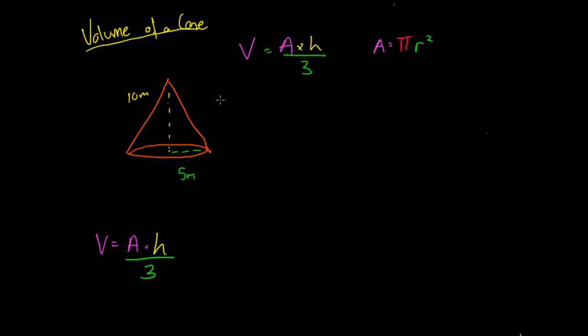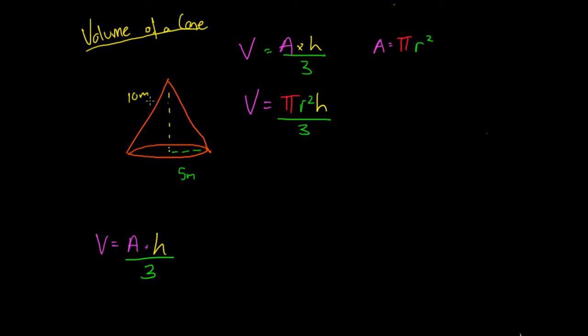So let's have a look at this example that we've got. We've got a cone, we want to work out the volume. Essentially, all we're going to have to do is plug some numbers into a formula. So if we take our area and we plug it in over here, we can see that the volume of this cone is going to be pi times our radius squared times our height, all just divided by 3. So not too difficult.